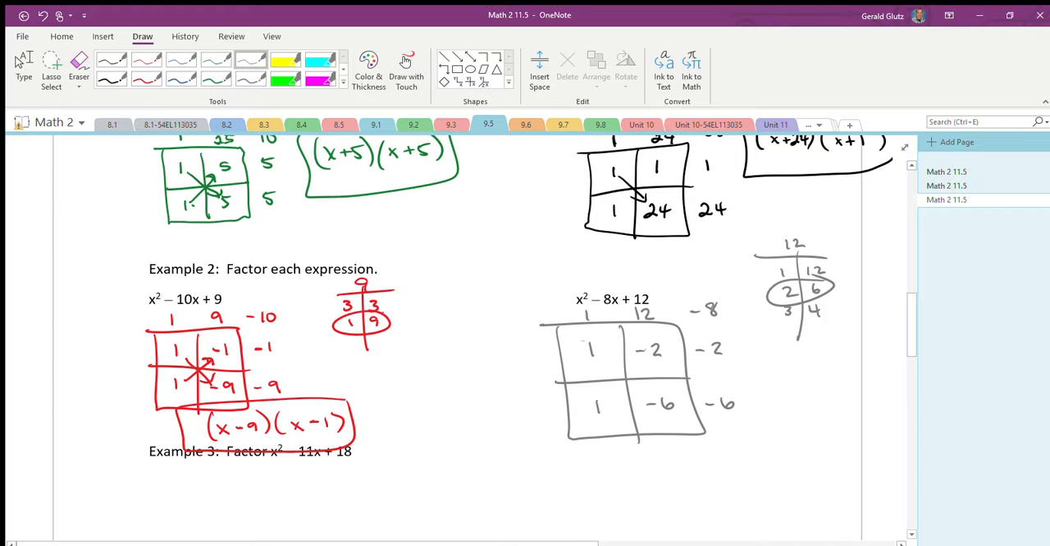So I start with the top left number, multiply it times x. So 1 times x, or just x. Add its diagonal. So plus negative 6 or minus 6. Then I take the other left number, add its diagonal. So 1 times x, minus 2. So x minus 6, x minus 2.